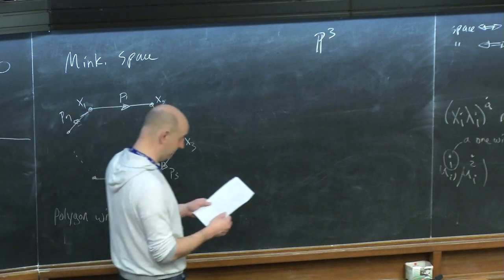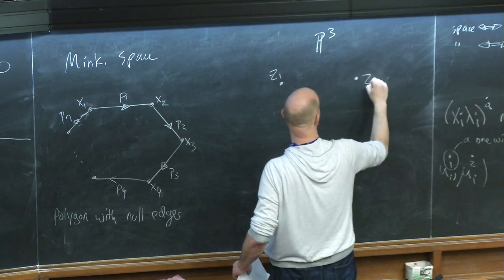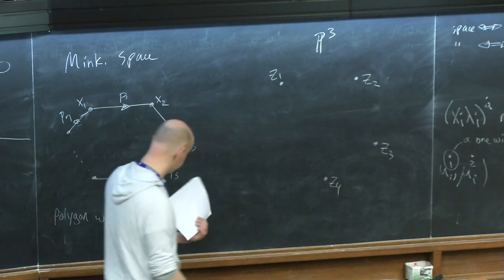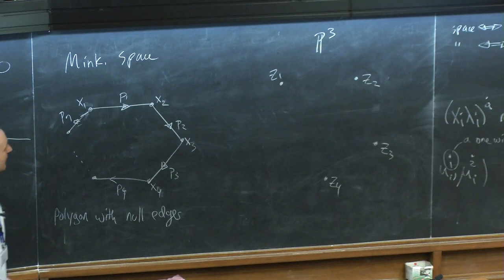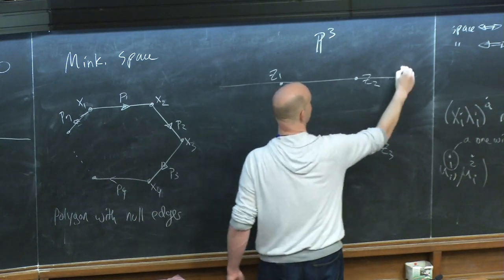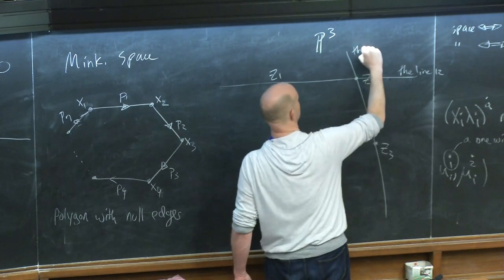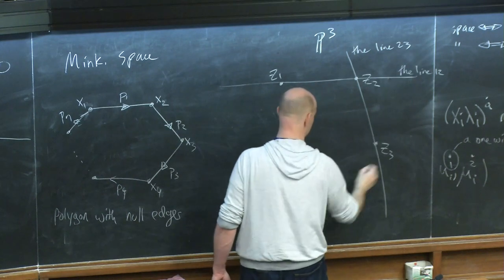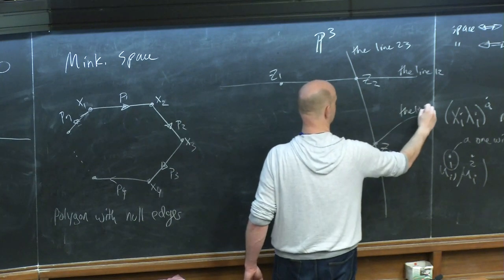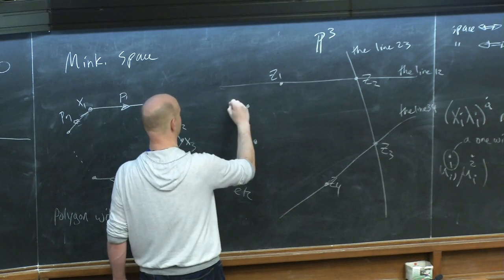Over here in twistor space, the picture is similar. We have a collection of points, z1, z2, z3, z4. And then we have a collection of lines that you can draw between successive points. So this is the line 1, 2, the line 2, 3, line 3, 4, etc. And eventually this will close as well. Over here you have zn.